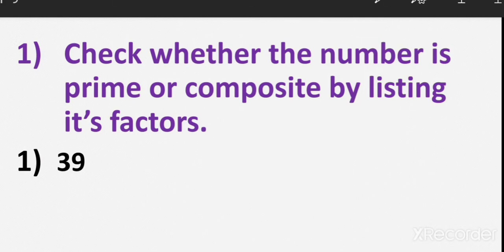When we are listing the factors, we have to check from 1 to 9 whether the given number is divisible by any of the numbers from 1 to 9. Now you have to understand what is prime and what is composite. A number which is having only two factors, 1 and the number itself, is known as a prime number, and a number which is having more than two factors is known as a composite number.